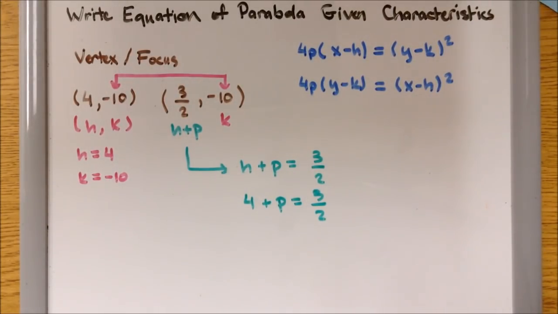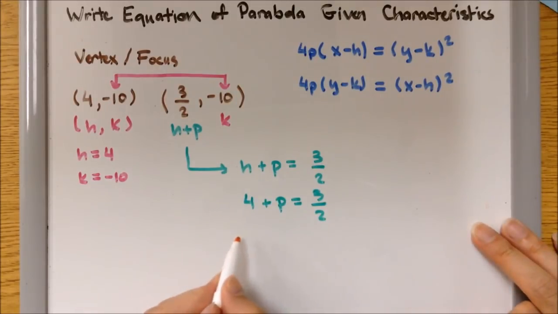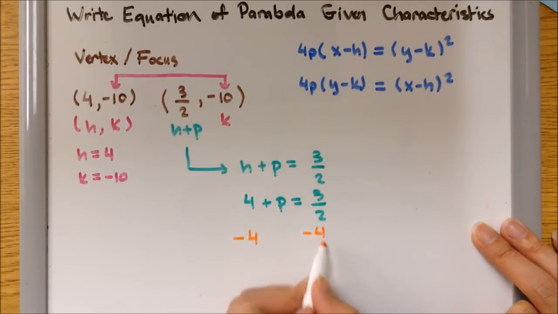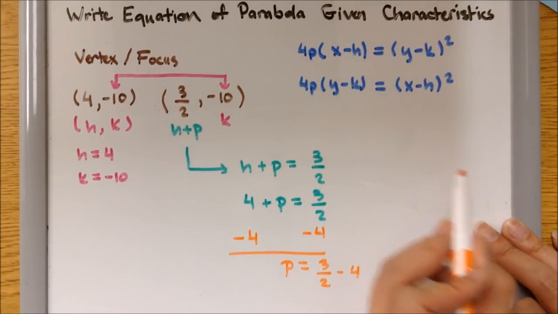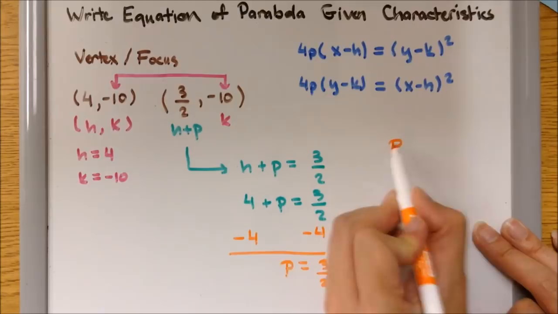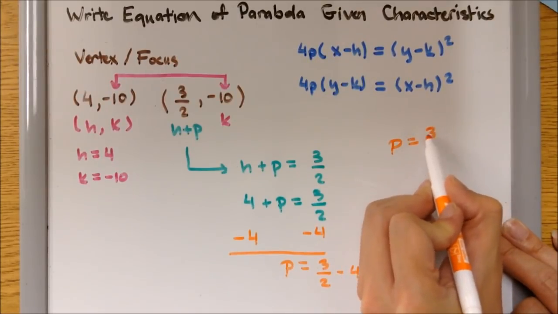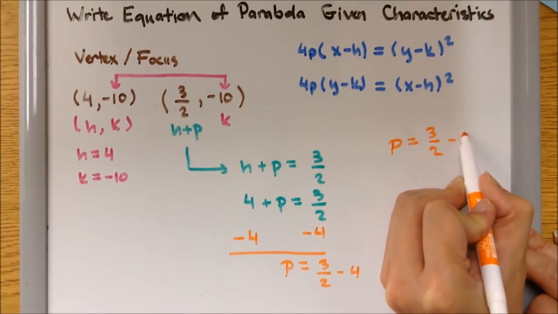Next, what we're going to do is solve for p. So I'm going to subtract 4 from both sides, because I want to cancel out the 4 on the left side of the equal sign. So we're going to have p equal to 3/2 minus 4. Alright, so I'm going to write it up here. So p is equal to 3/2 minus 4.